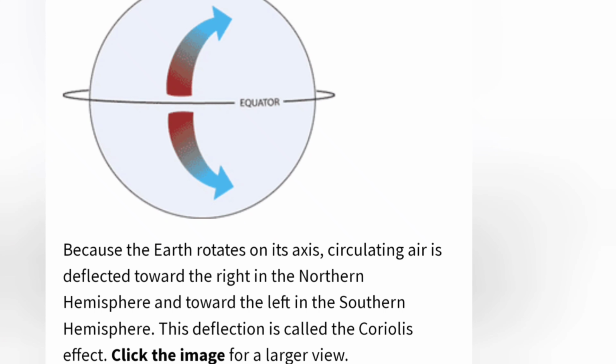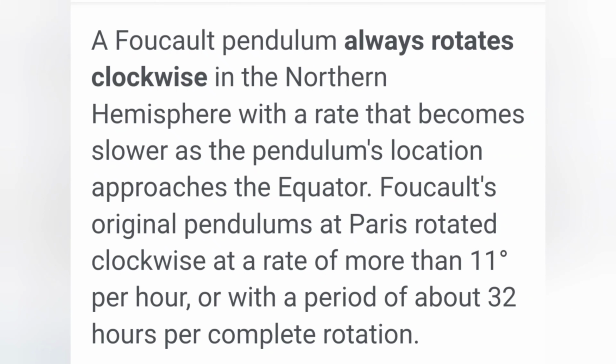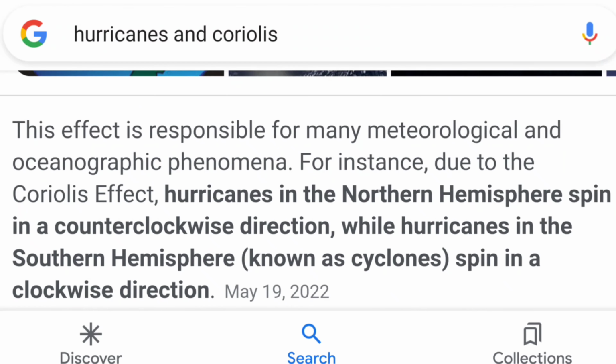So let's take a look at some examples of this in real life and see how it holds up. Okay, so they show a Foucault pendulum. It says it always rotates clockwise in the northern hemisphere. So yeah, that follows the diagram and the definition, so far so good. So clockwise in the northern hemisphere due to conservation of momentum.